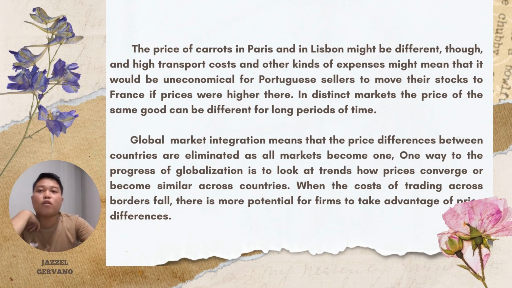When the cost of trading across borders falls, there is more potential for firms to take advantage of price differences. For example, Portuguese carrot sellers could enter the French market. Trading costs fall when new forms of transport are invented or when existing ones become faster and cheaper. Also, some costs are man-made. For instance, states erect barriers to trade, such as tariffs and quotas on imports. When these are reduced, the cost of international trading falls.